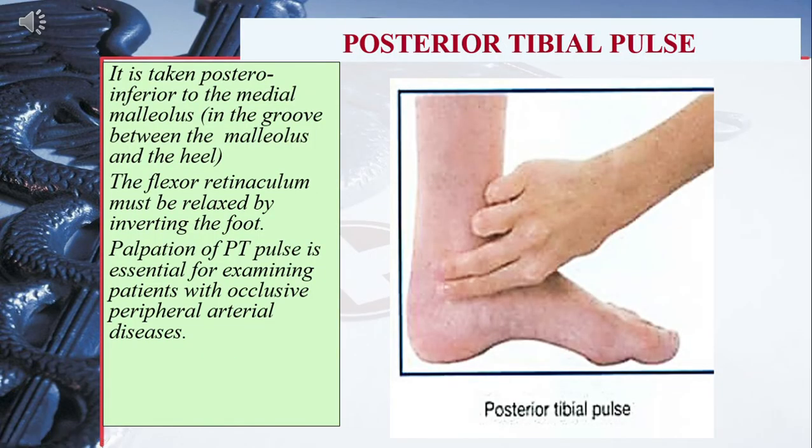The posterior tibial artery is palpable here as shown in the diagram. This pulse is taken behind the medial malleolus. We invert the foot to relax the flexor retinaculum and then palpate the posterior tibial artery posterior and inferior to the medial malleolus. This is done to rule out peripheral blockade of this vessel.